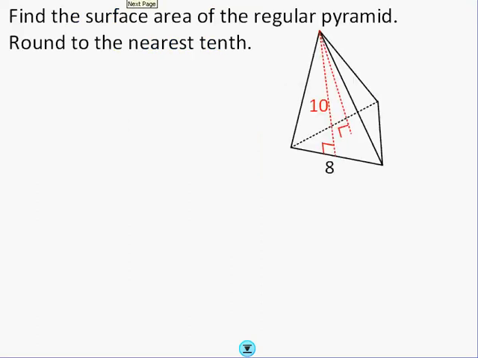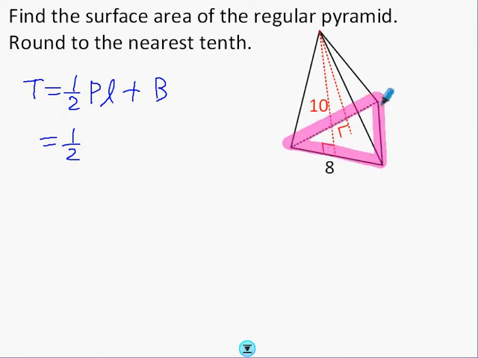We'll work an example. Find the surface area of the regular pyramid. I'm going to use the formula 1/2 perimeter slant height plus the area of the base. Okay, 1/2. Let's look at the perimeter. Well, in this situation, I need to identify the base. Here's our base. It's a triangular pyramid, and they told us that it's regular. Therefore, I know that all three sides are 8, so the perimeter is 24.